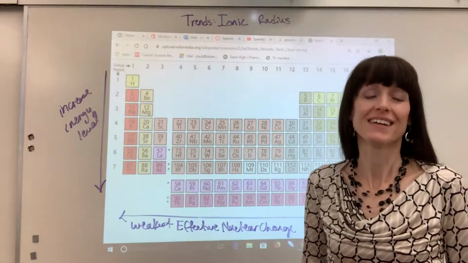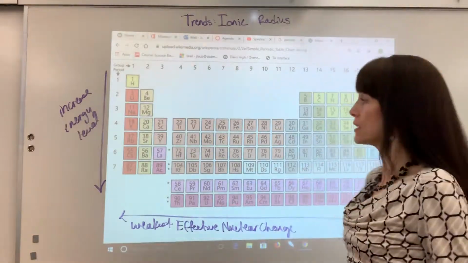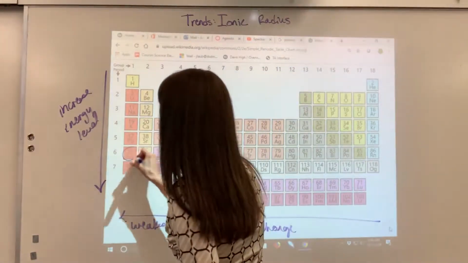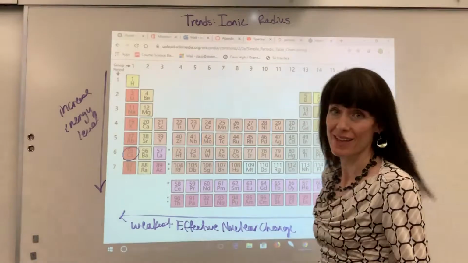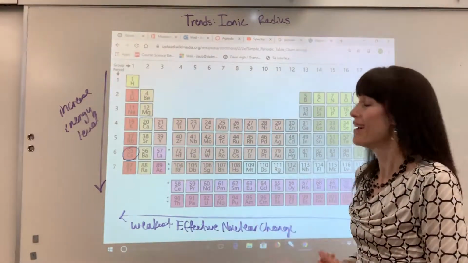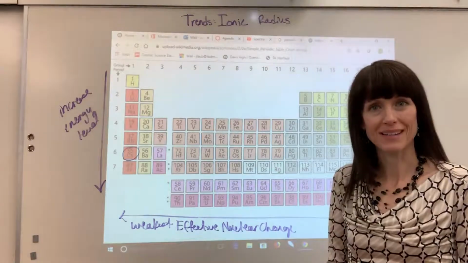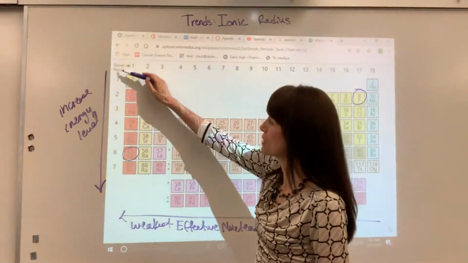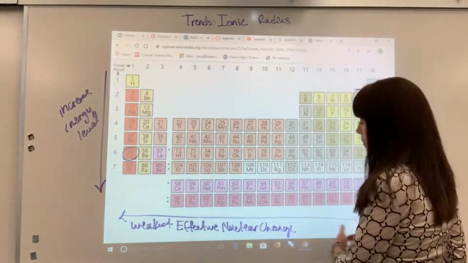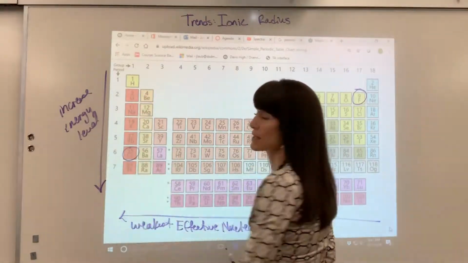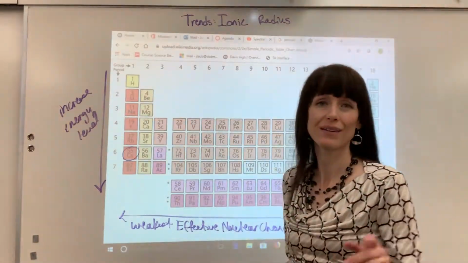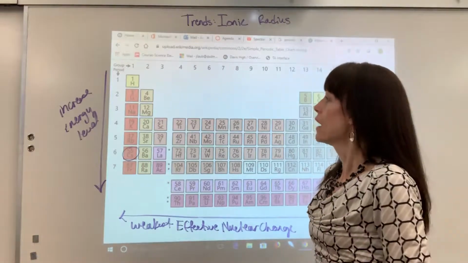Hi, another trend. Let's talk about ionic radius. Overall, if we are looking at the periodic table and comparing different ions, you'll follow the same trend, the same rule as our atomic radius. So ions are going to increase as you go down the periodic table because you gain an energy level, and as you go from right to left, because our left-hand side is going to have the weakest effective nuclear charge. If you need a review on that, look at the atomic radius video.